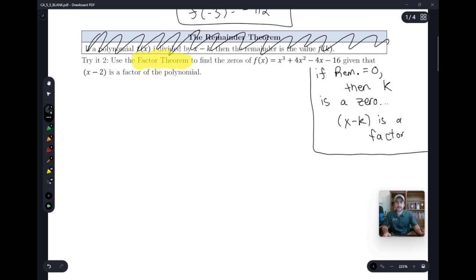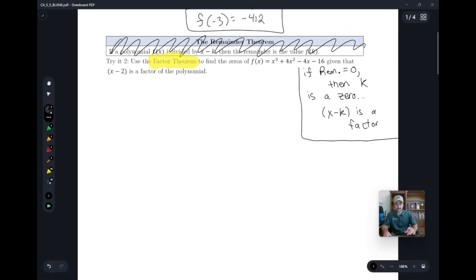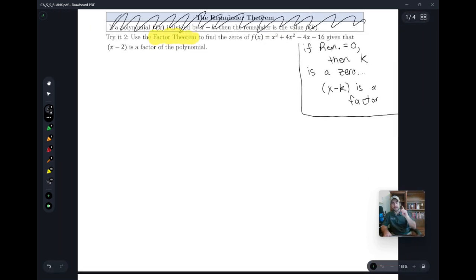So look for that in the updated notes as I fix that, and let's go ahead and I'll show you what that looks like. We're going to do the exact same thing. Look at that, x minus k, so k equals 2. So 2 goes inside of our synthetic. What goes on the outside? Let's check those exponents: 3, 2, 1, 0, we're good to go. We're checking the exponents to make sure we're not skipping any.